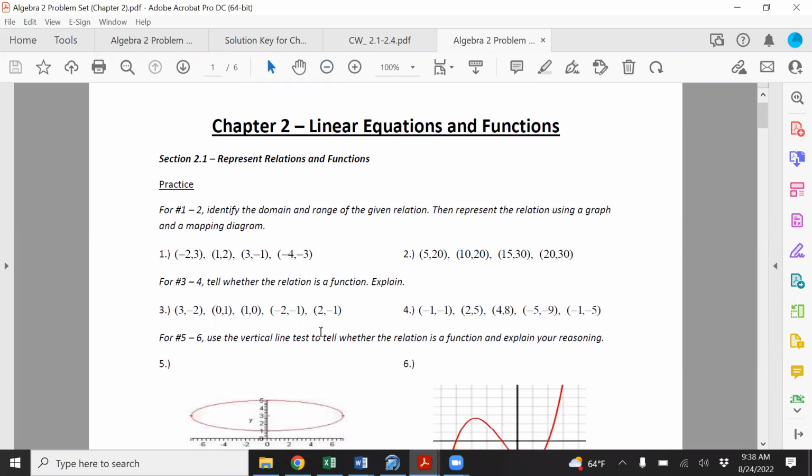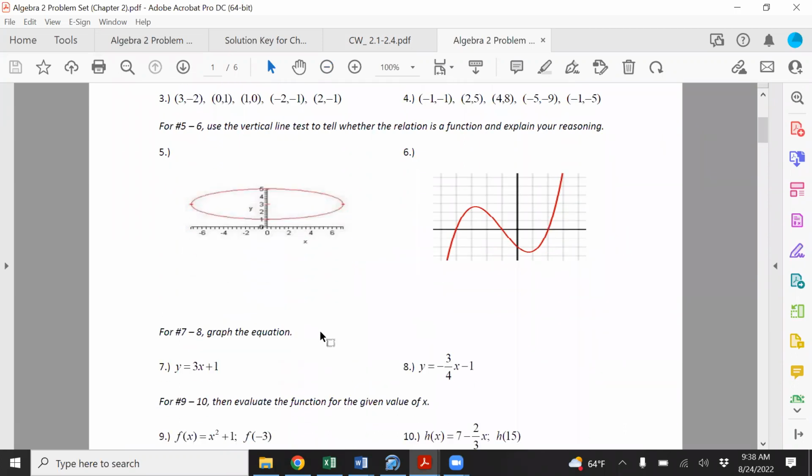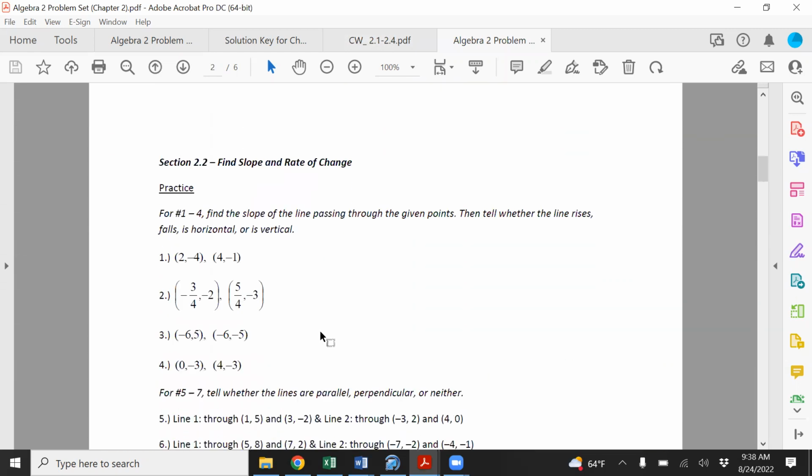Okay. Here's what I want you guys to do. 2.1, numbers 3 through 6, all. 2.2.